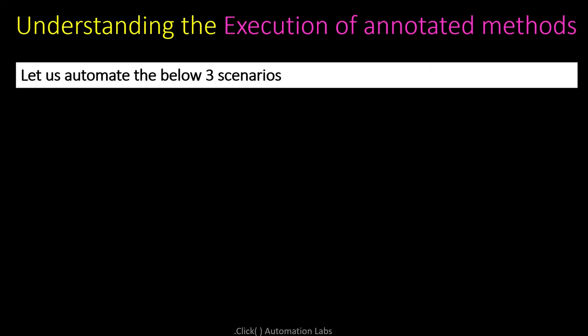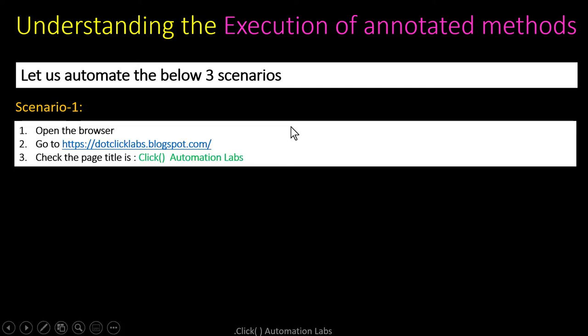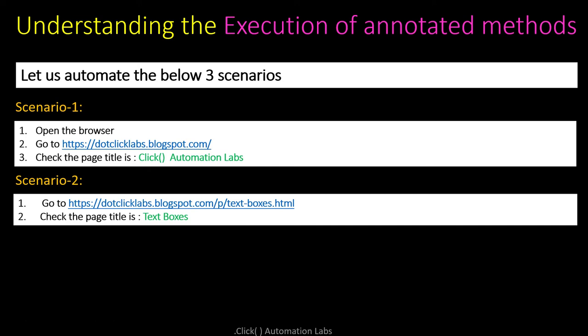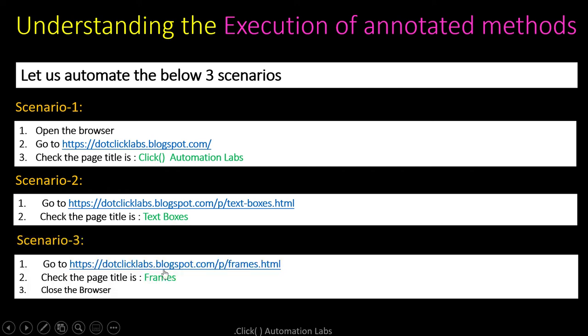So let us automate the below three scenarios to understand how this execution happens in the Selenium TestNG method. The first scenario is to open the browser, go to this website and check the page title is click automation labs. This is scenario 1, and this is scenario 2: go over here and check the page title is text box. And scenario 3 is go over here, go over here, go over here. So this is the scenario which we want to automate.